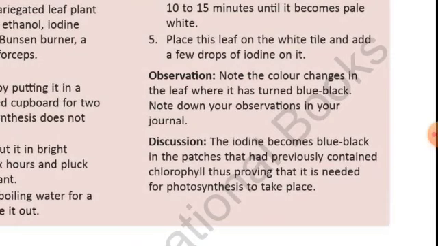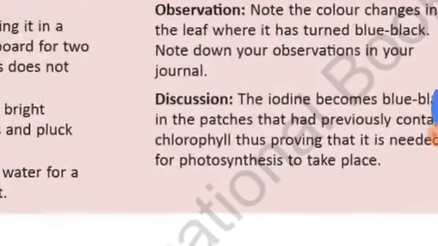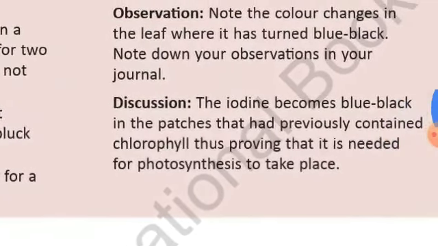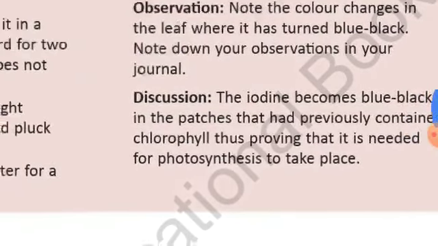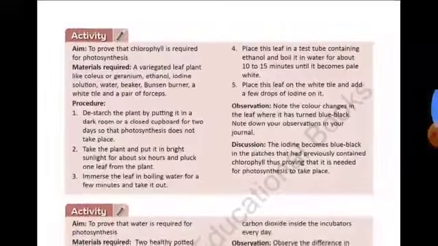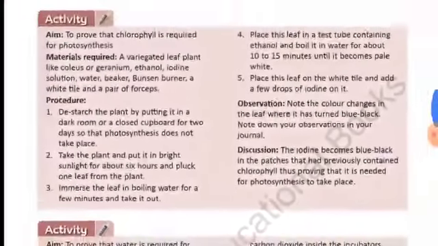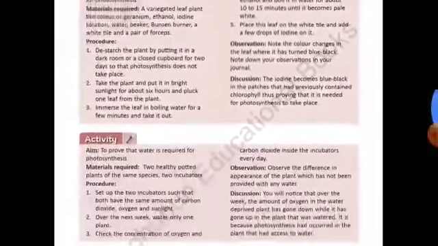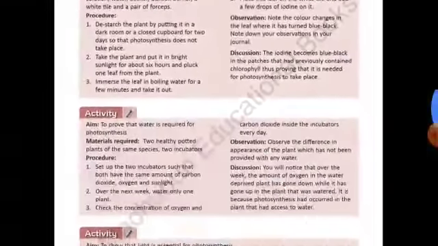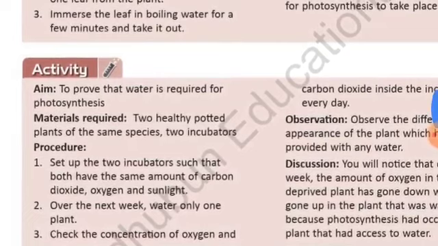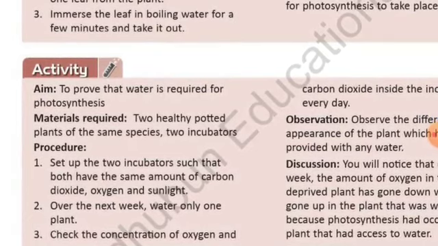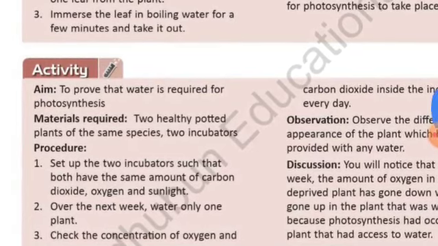So this means that iodine becomes blue black in the patches which contain chlorophyll. So this proves that chlorophyll is necessary for photosynthesis. So photosynthesis is incomplete without chlorophyll. Now the next activity is also there to prove that water is required for photosynthesis. Remember, chlorophyll, water, light, then carbon dioxide and the temperature.